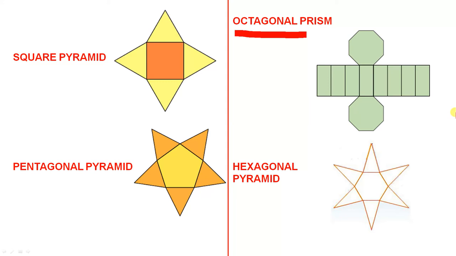So they're just some basic examples of nets. When you fold them properly, you'll get those 3D objects.